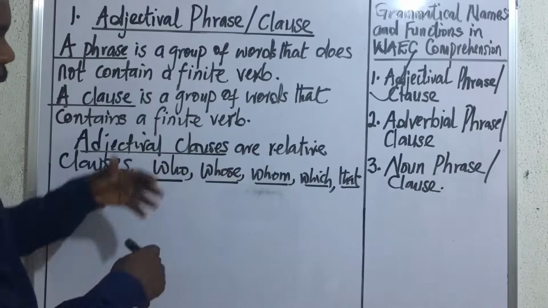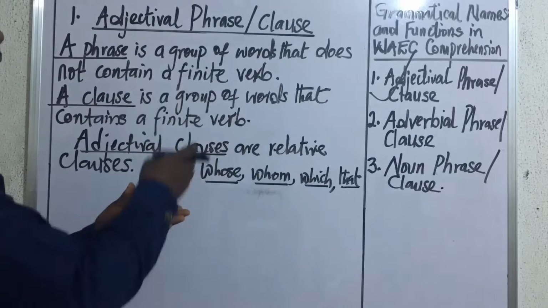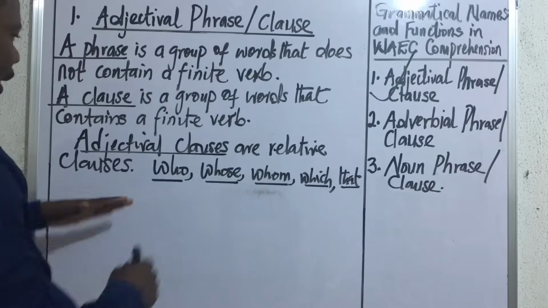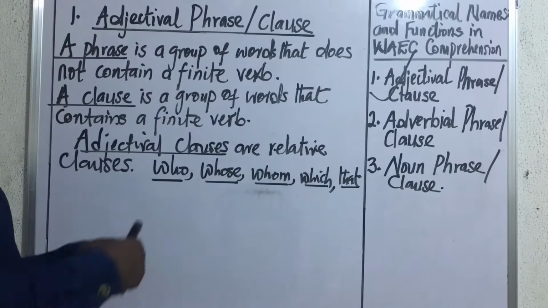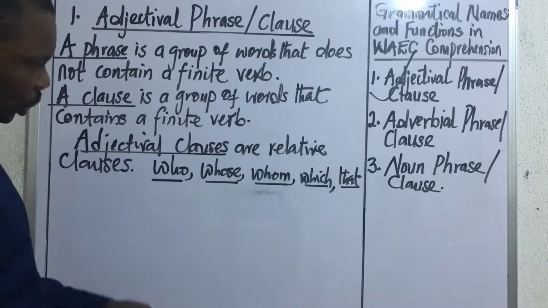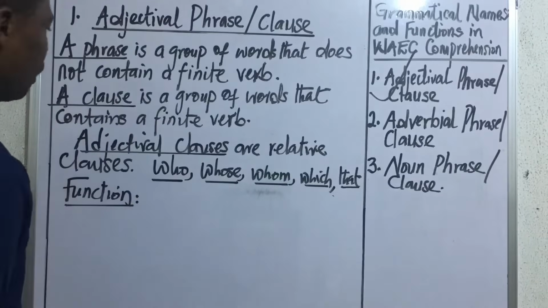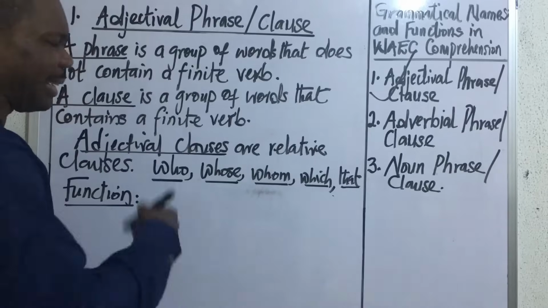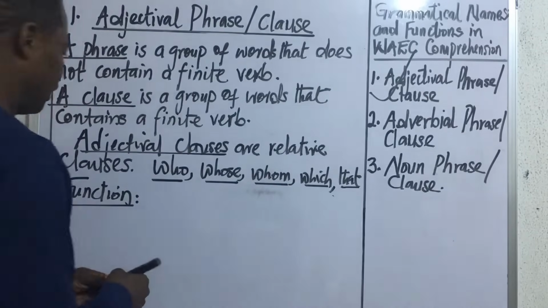Remember when I was introducing this class, I did say that we have I and then II. So in the I part of the question, they will ask you to state the grammatical name of the expression. Then in the II part of the question, they'll ask you to state the function. Function: all adjectival clauses modify the noun that they come after.